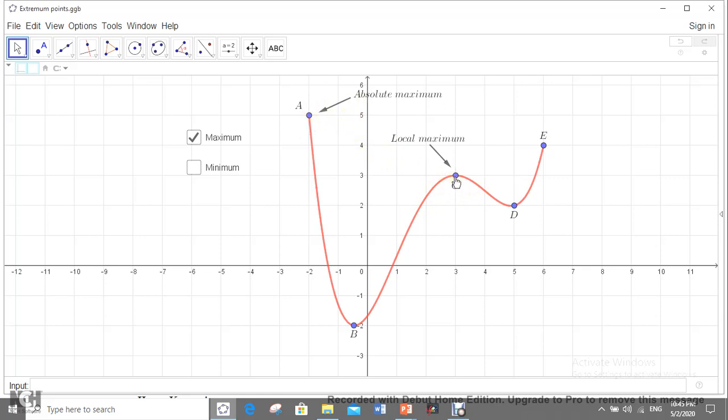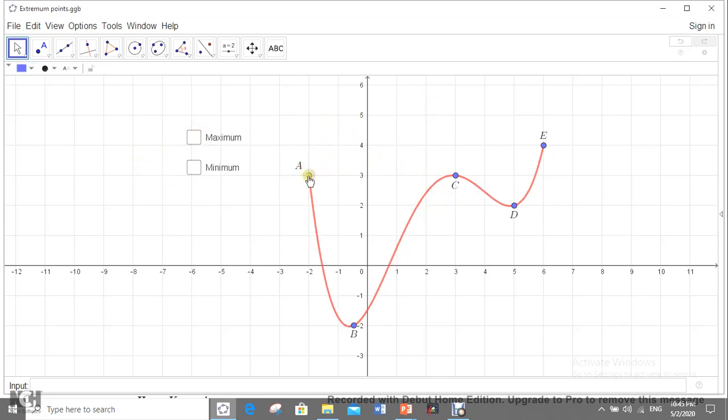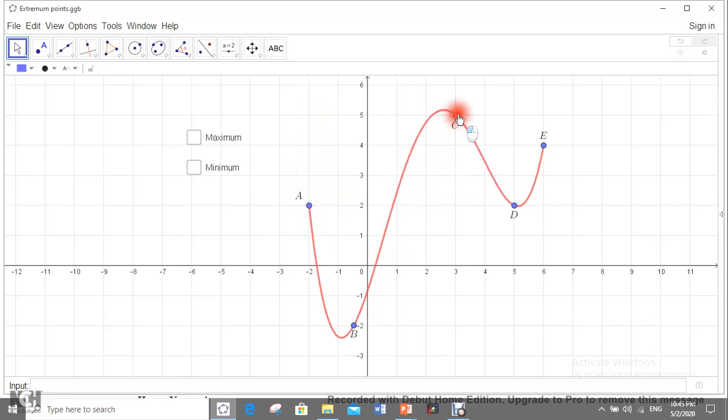Sometimes we may have, as you will see, here we have, let's say, this point. This point is local, yes, since the function stops increasing and starts decreasing, but at the same time this point constitutes the absolute maximum. At the same time, it's the absolute maximum and a local maximum of this function.